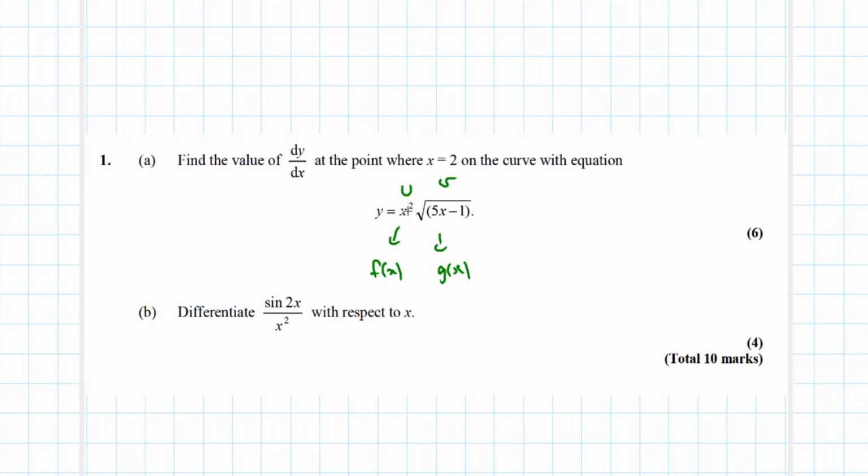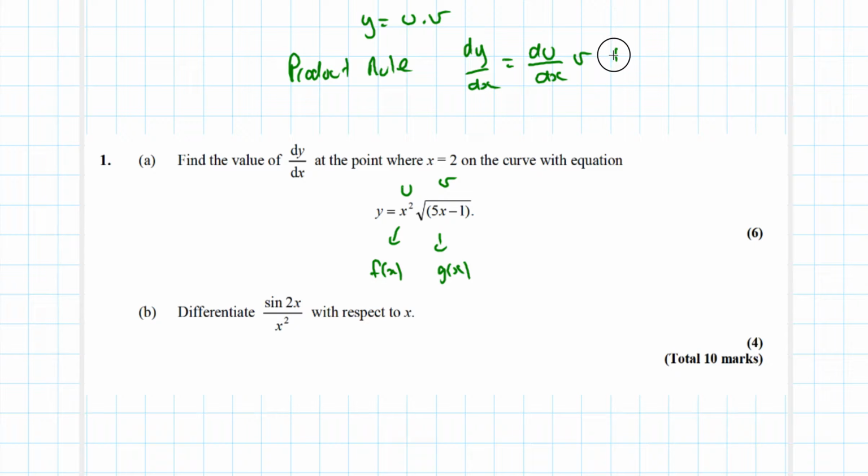And when you've got two functions that are multiplying each other, you're going to use the product rule. Now the product rule you are not given on the formula sheet. You have to remember this. So when you have y equals u times v, or f of x times g of x, dy/dx is equal to du/dx times v plus dv/dx times u. It doesn't matter the order. You might see this as u prime v plus v prime u.